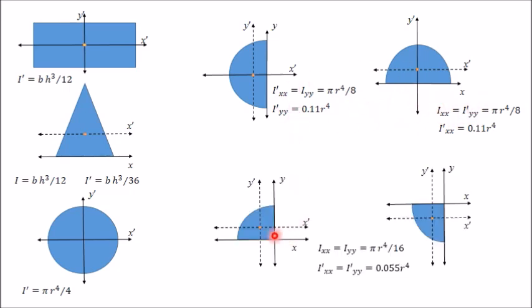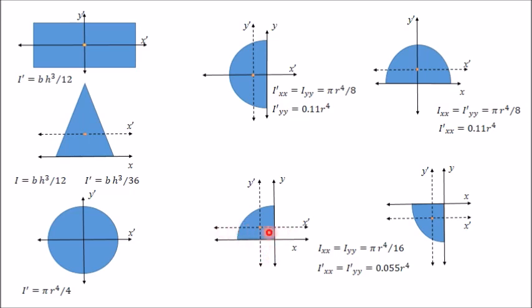For 1/4 of the circle, you can see that again the same y-axis and same x-axis which we have taken in this circle. If you take only those x and y-axis, then this will be 1/4 of the circle. So 1/4 of this value you will get, that is pi r raised to 4 divided by 16. Now at this time, this x-axis and this y-axis both are not centroidal axis.